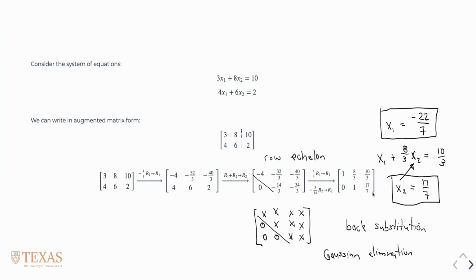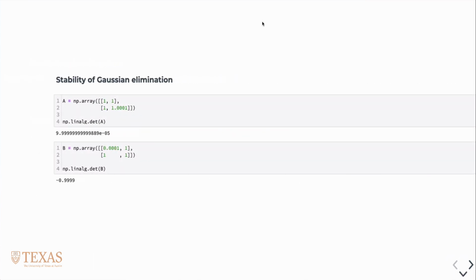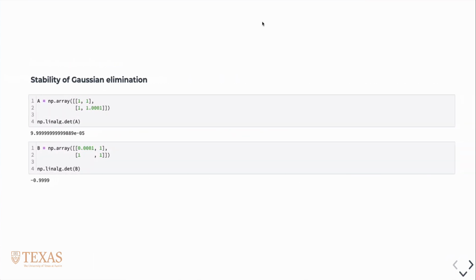So let's look at a couple of properties of Gaussian elimination. One is the stability of the process. And in order to start our discussion about stability, we're going to go ahead and define a few more terms. If we have a matrix, in this case, our matrix A is just 1, 1, 1, 1.001. Any matrix or system of equations that would have this coefficient matrix, what we can do is check the determinant of the matrix.